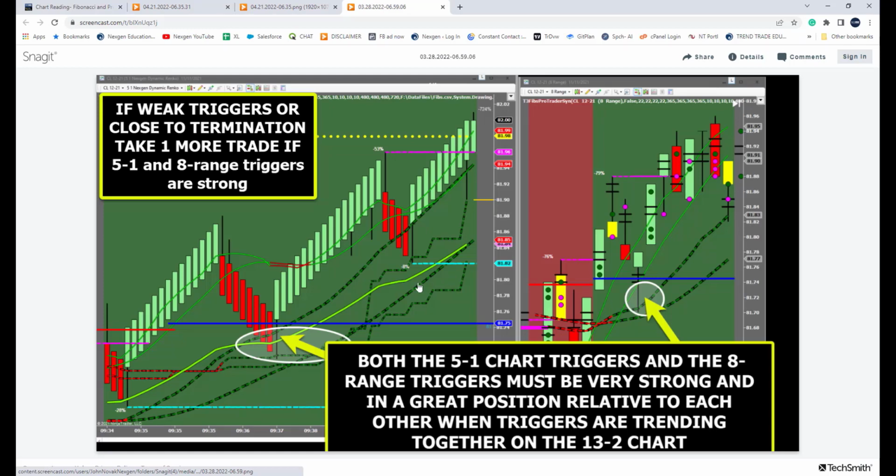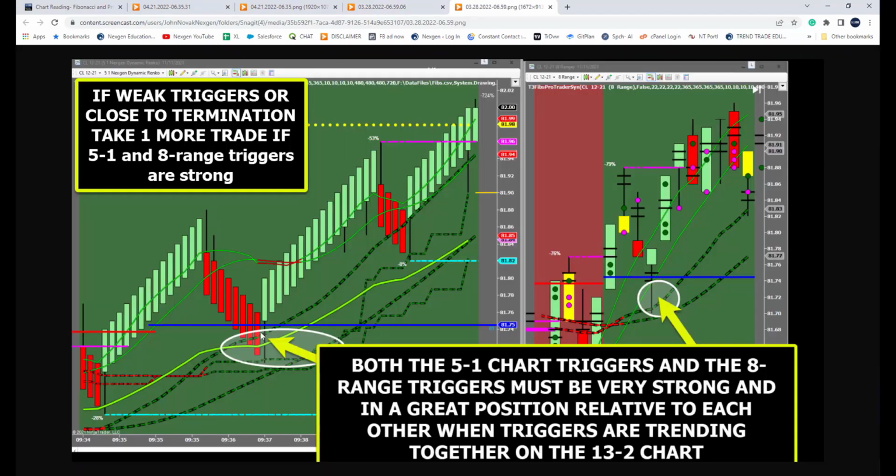And then obviously to take a 50-50 trade, you want a perfect look on your range chart and your 5-1 chart. If you don't have a perfect look on your smaller charts, don't do a trade. Pretty easy, right?